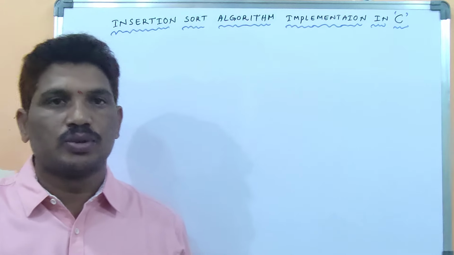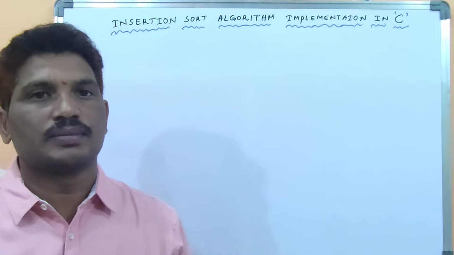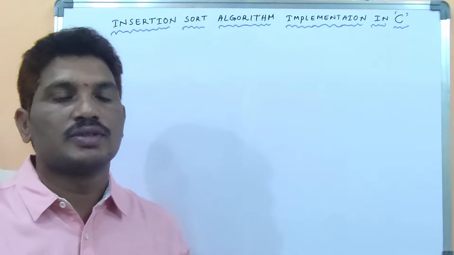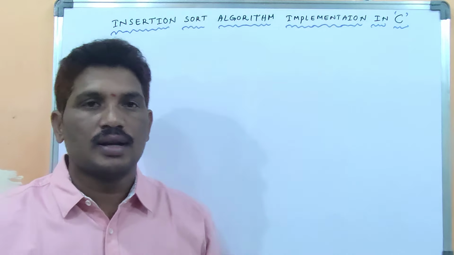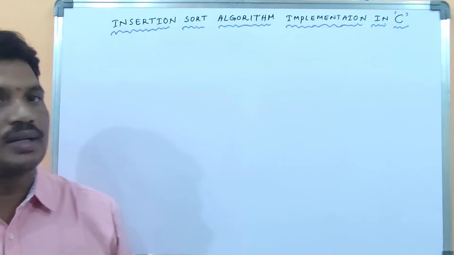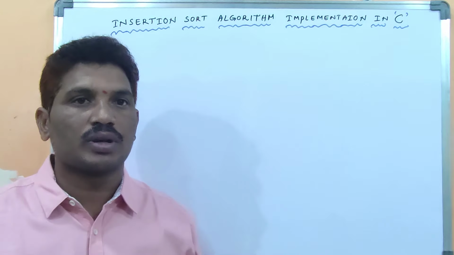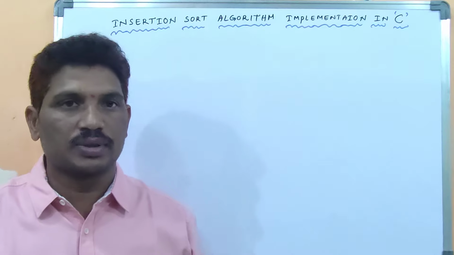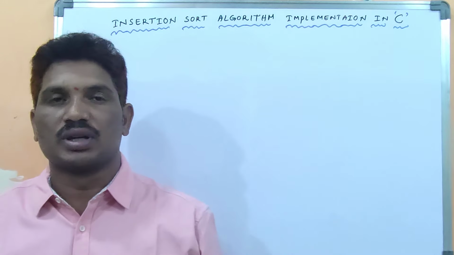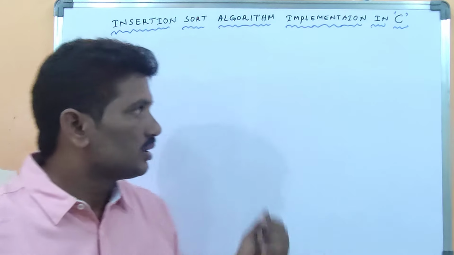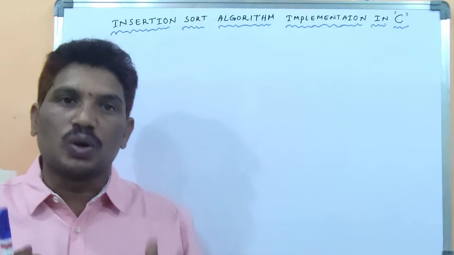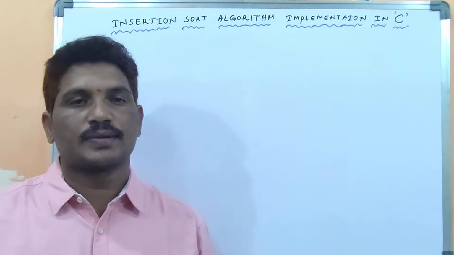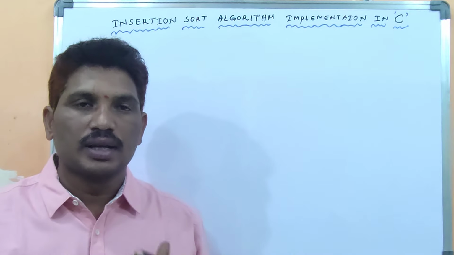I am going to explain the insertion sort algorithm, which should be implemented in a C program. In the last class I explained bubble sort and how to use it in C programming. Then what is the use of the insertion sort algorithm? How do we sort elements using insertion sort?